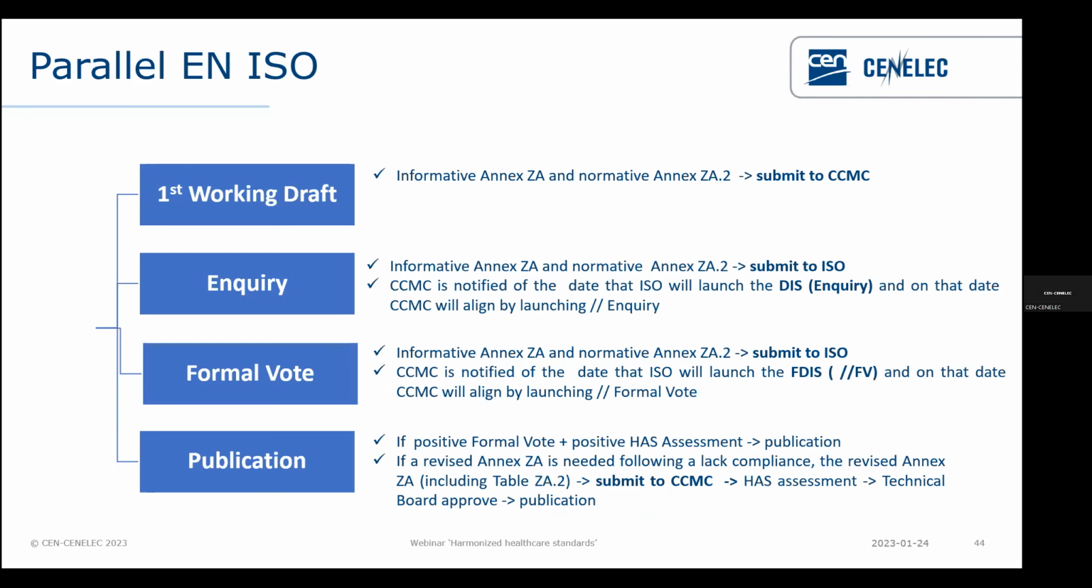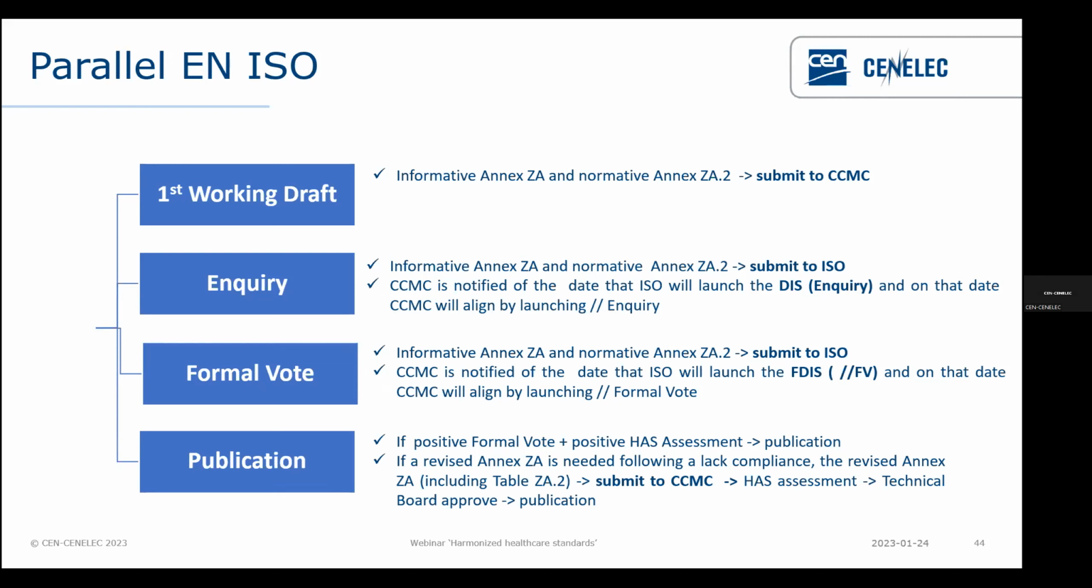The next category is for ISO standards. For the first working draft, you are to submit the informative Annex ZA and the normative Annex ZA2, which was mentioned by Frederic. You are to submit this document to CCMC via the submission interface 2.